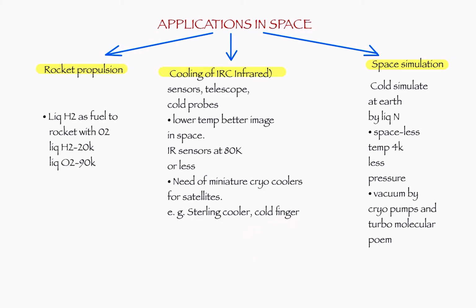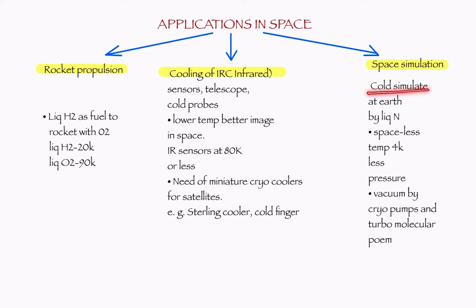Okay, so the next part is the space simulation. We send astronauts to space. For sending astronauts to space, the astronauts must be habituated to the environment of space. For that, we create space simulation. To create the space simulation, we need cryogenic engineering technology.